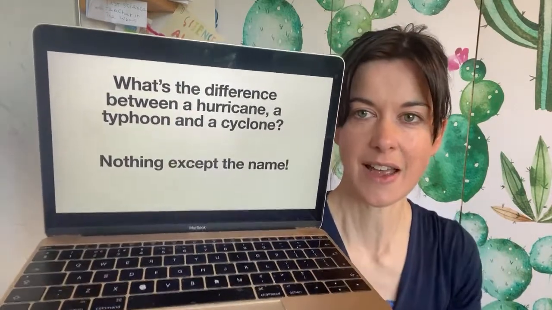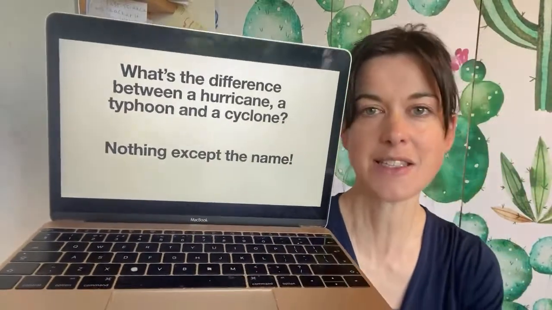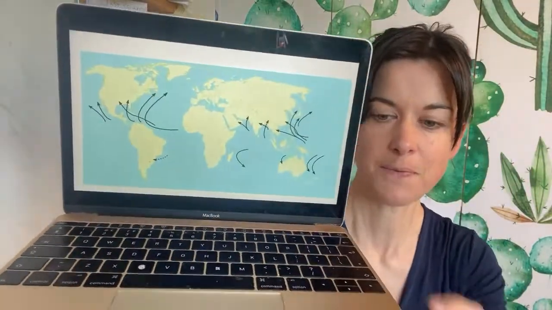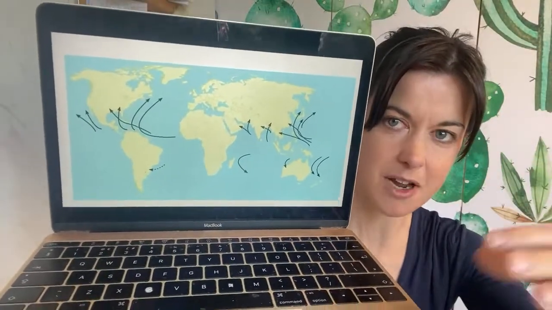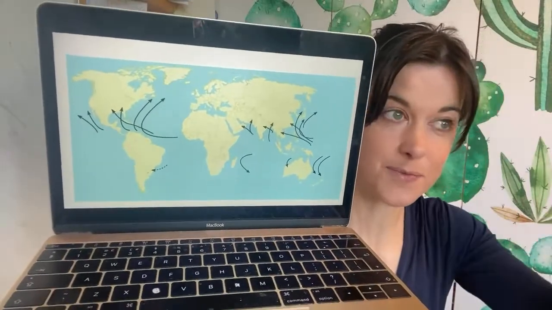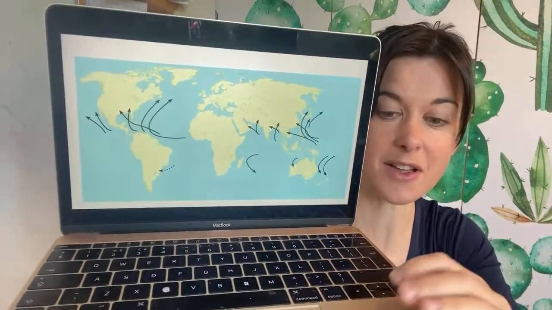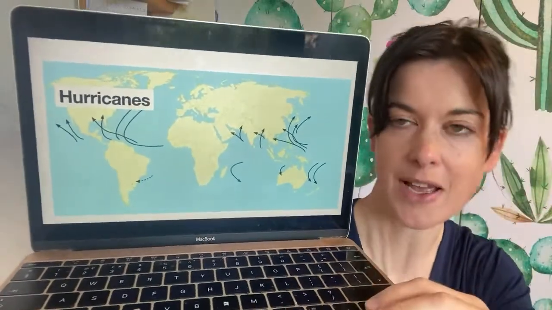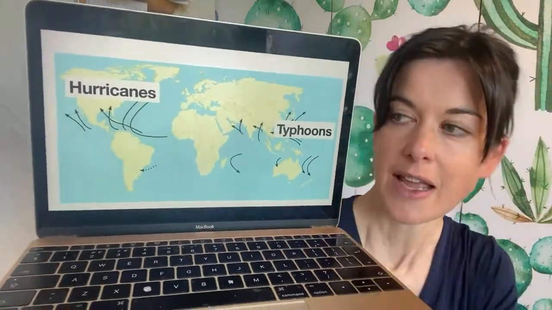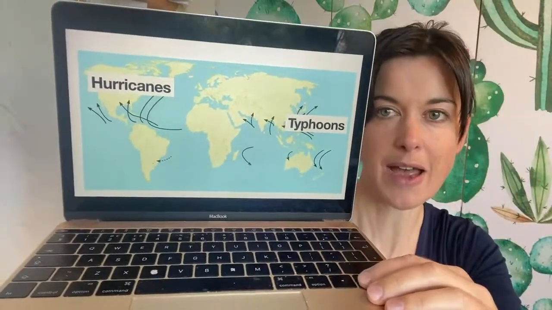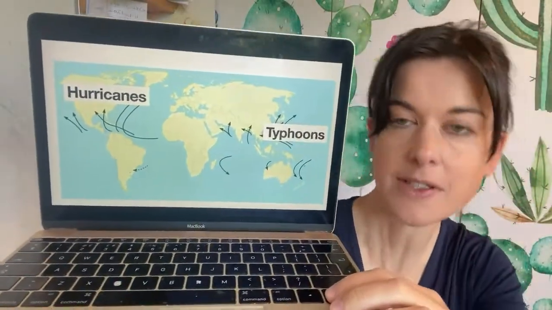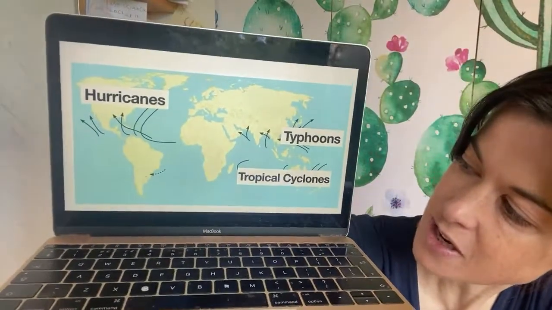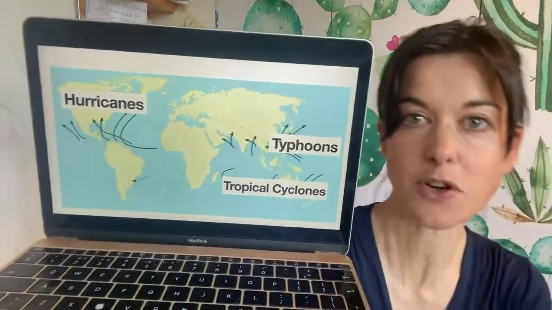The answer is they're all exactly the same. It's just their names that are different. So here's a diagram of where all the hurricanes, typhoons, cyclones, they're all the same thing, happen on the planet. If it's up around America, then they call it a hurricane there. If it's where Indonesia and Japan are, then they tend to call them typhoons. And if it's around Australia, then it's called a tropical cyclone.